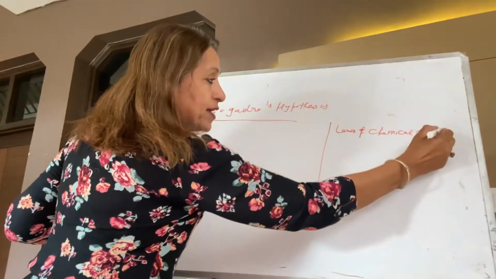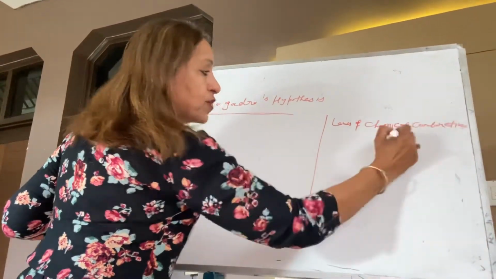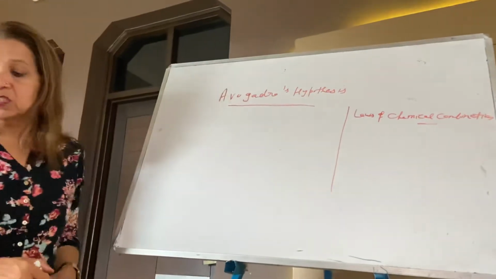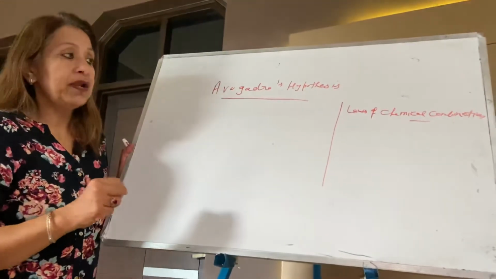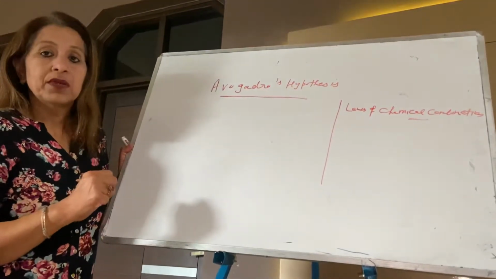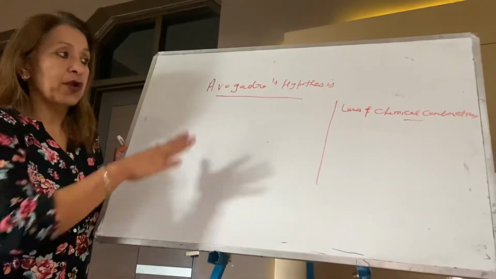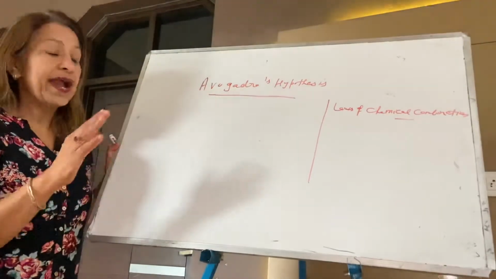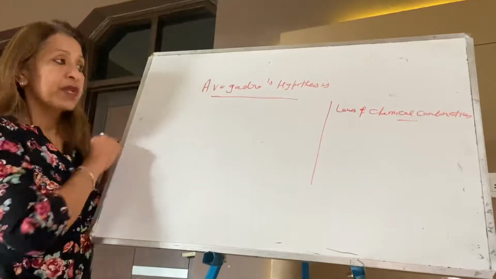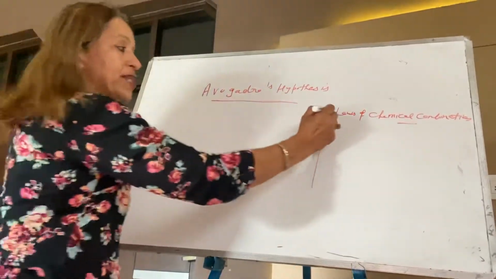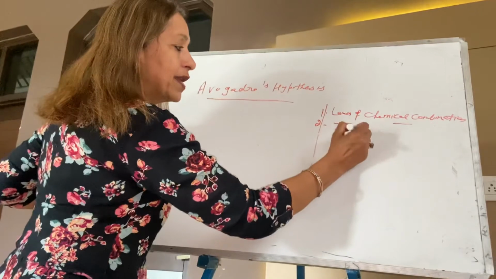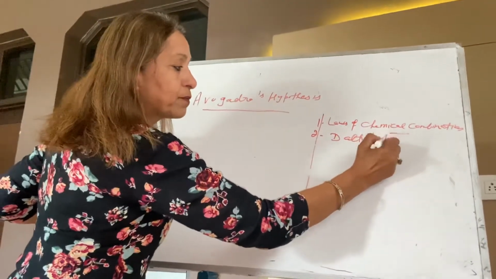Under the laws of chemical combination there were 4 laws: law of conservation, law of constant proportions, law of multiple proportions, and Gay-Lussac's law. We have covered all the laws along with the numericals, and at the end I will take more numericals. After the laws of chemical combination, we also completed Dalton's atomic theory.